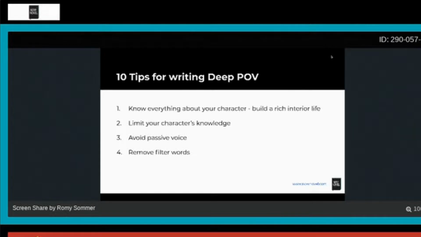So a quick example. Her eyes watered as she realized just how much she'd missed that smile. In a deep POV, you'd rewrite that sentence as, her eyes watered. Holy Moses, she'd missed that smile. So we've taken out the words as she realized and gone straight into her head, her thought. Holy Moses, she'd missed that smile. Can you see how much more intense and how much more emotional it is by just taking out those filter words and moving us directly into the character's thoughts?